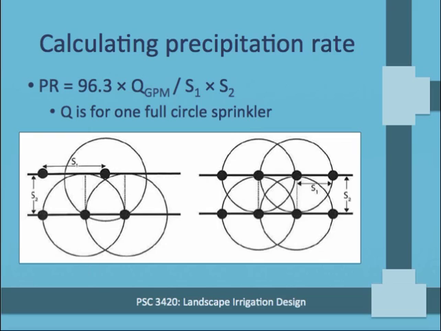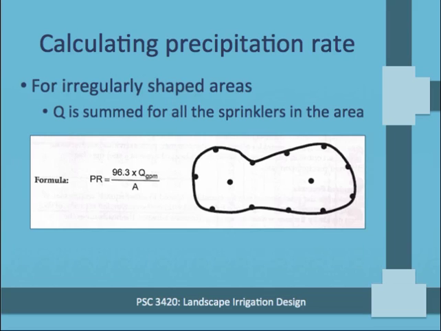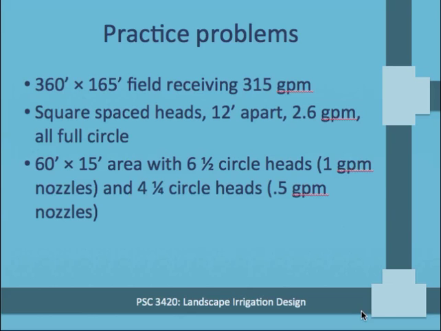Now, if you're considering an irregularly shaped area, you'd want to use the gallons per minute of all the sprinklers, and I'll show you how you do that as well. And that's what I'm indicating here, actually. So this obviously is not square or triangular or rectangular spacing. So the formula is very similar. The only difference would be that you sum the flow for all of the different sprinklers in the area. Okay, so let's look at a couple of examples.